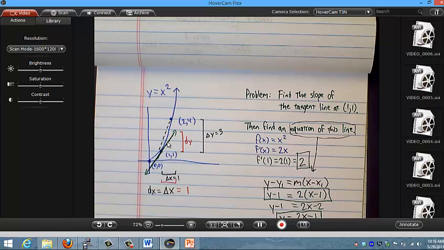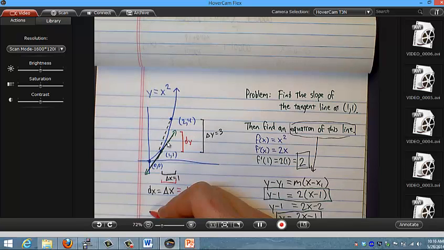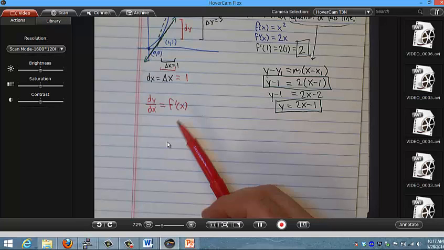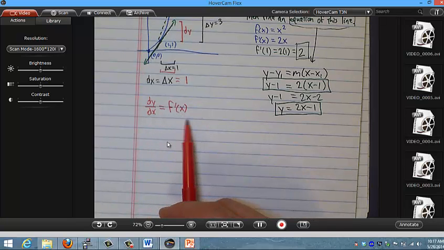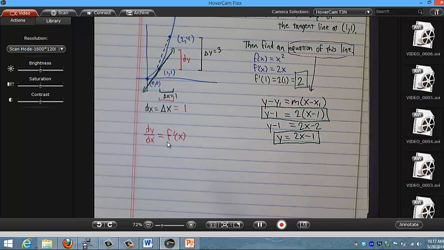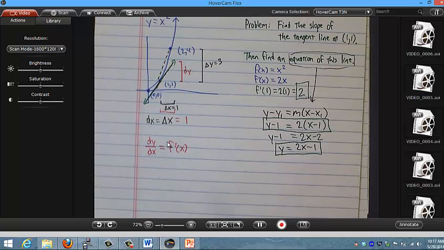Now, let me show you how this works. We know that this is a true statement. Right? dy over dx, who came up with this notation? Leibniz. And who came up with this notation? Newton. So Leibniz came up with the notation on the left, and Newton came up with the notation on the right. They mean exactly the same thing. It's the derivative. It's the function that gives me the slope of the tangent line. It's the thing you just used, right?